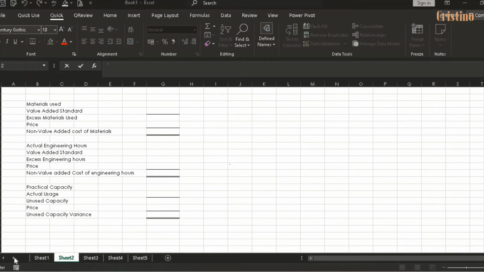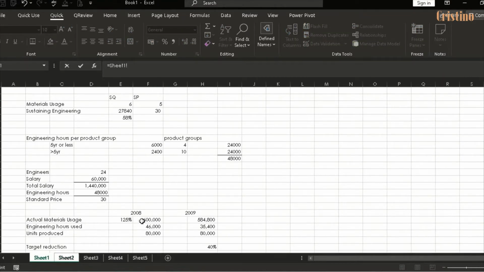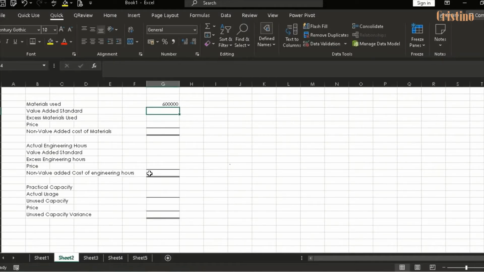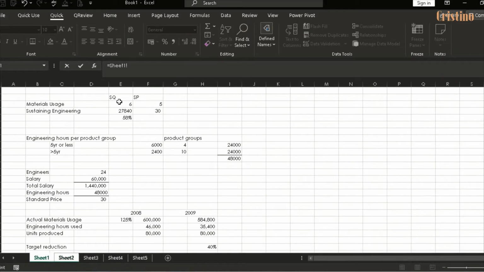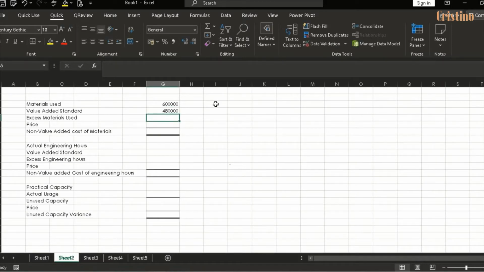We are required to calculate the non-value added cost of materials and the non-value added cost and unused capacity variance for engineering hours. To calculate the non-value added cost of materials, we are going to compare the actual materials used to the value added standard. The actual materials used for 2008 is equal to 600,000. The value added standard for materials is equal to 6 pounds of materials per unit, times 80,000 units, giving us a value added standard of 480,000.